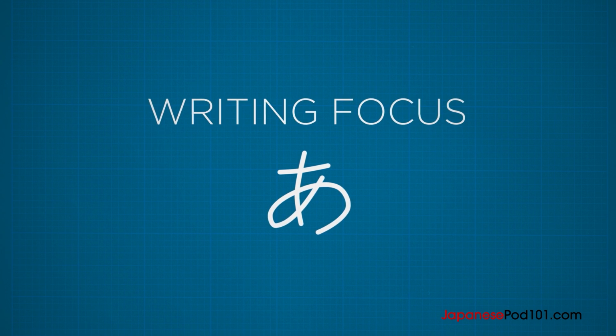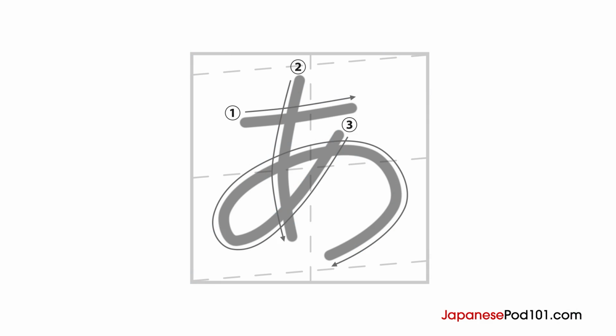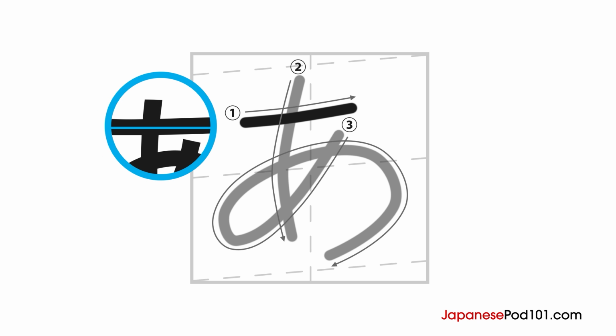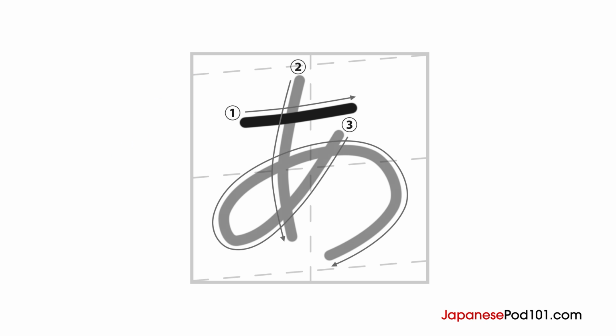Hiragana, a is written in 3 strokes. The first stroke is a horizontal stroke from left to right. Even though horizontal lines look totally flat in font, try writing them at a bit of an angle to make your writing look good. The second stroke is a vertical stroke that cuts the first stroke in half. It starts at the top and curves outwards and down to the bottom. The third stroke is like a spiral.